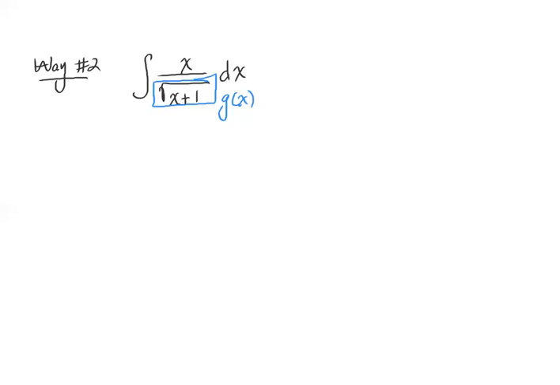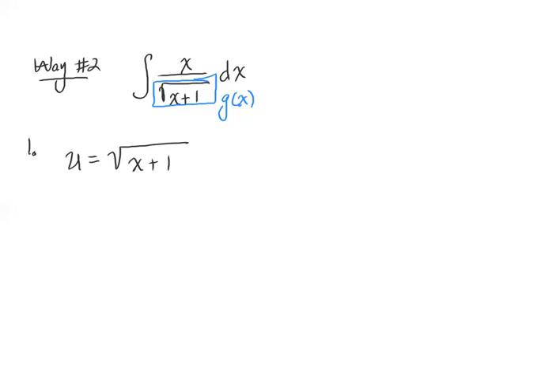This is way number 2. And I'm again integrating x over the square root of x plus 1 dx. If I think about this as one function over another function, that could be a composite function. So maybe I could call this part u, or g of x, which I'm calling u. So I'm going to let u equal that g of x term, square root of x plus 1.